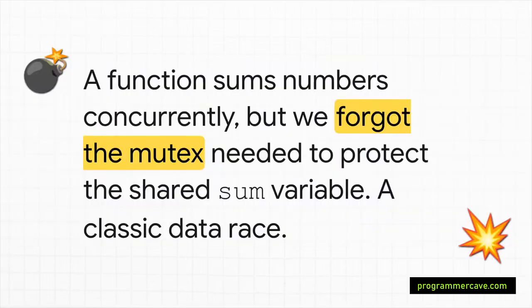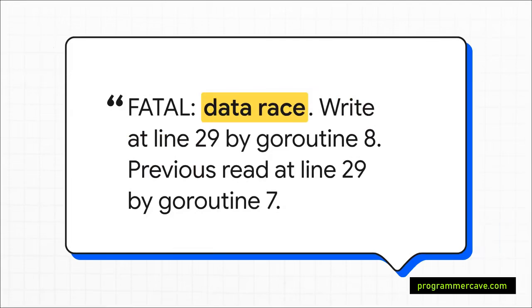Imagine we wrote this function that's trying to be clever, right? It's summing up a bunch of numbers using different Go routines to make it fast. But oops, we forgot to put a mutex around the sum variable that they're all trying to write to at the same time. This code is basically a ticking time bomb. But here's the thing. When we run our test with the race flag, we don't have to wait for that bomb to randomly go off. We get this beautiful, crystal clear report.